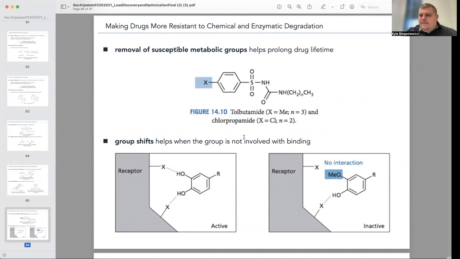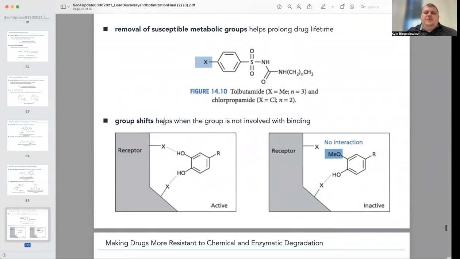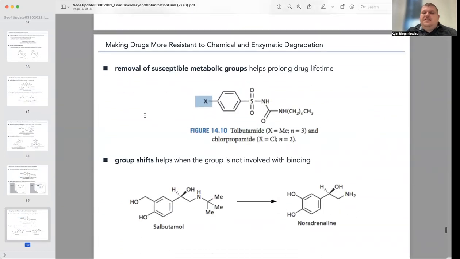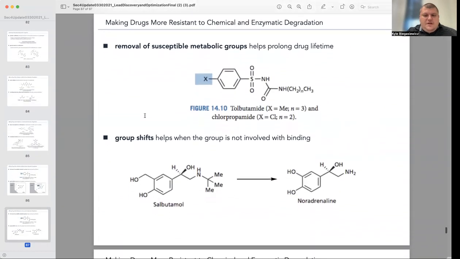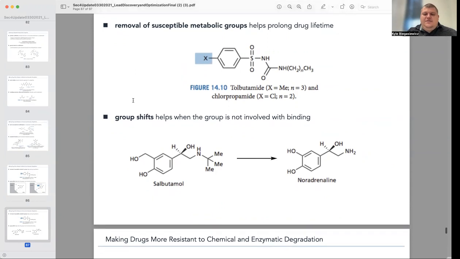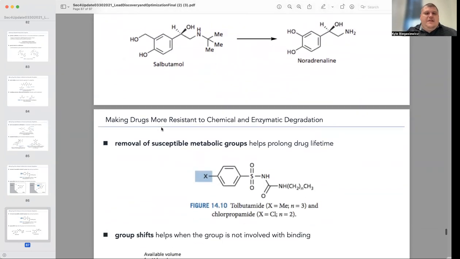86, to prolong drug lifetime, where you might want to remove susceptible groups. Definitely a great concept heading in. The group shifts, that's almost like varying functional group positions on an aromatic. Good. Removal of susceptible metabolic groups. Oh yes, so this one continues. So I'd say 87 also is a good example on the bottom.